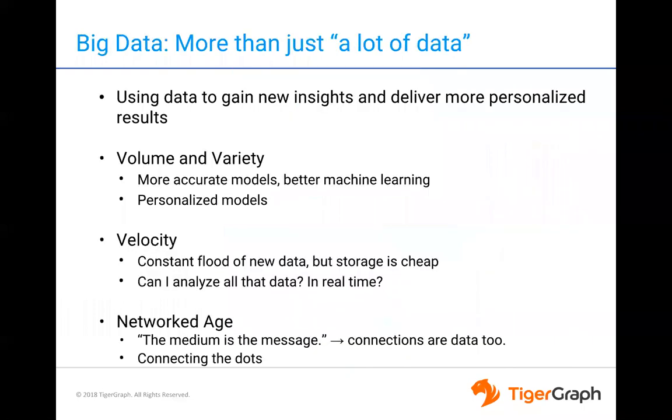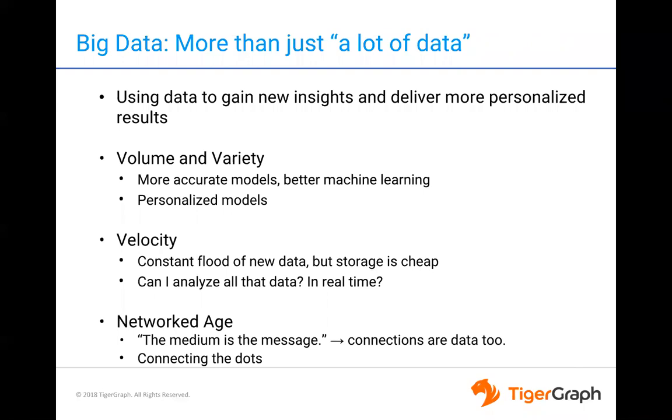A lot of you know this, and for those of you that are maybe a little bit outside the big data industry, big data is not just about having a lot of data. It's about using that data to gain insights and to deliver more customized, personalized results. And the attributes that you have are not just volume, but variety. So that gives you a very good statistical distribution of what the full world is. So you can produce more accurate models, do better machine learning.